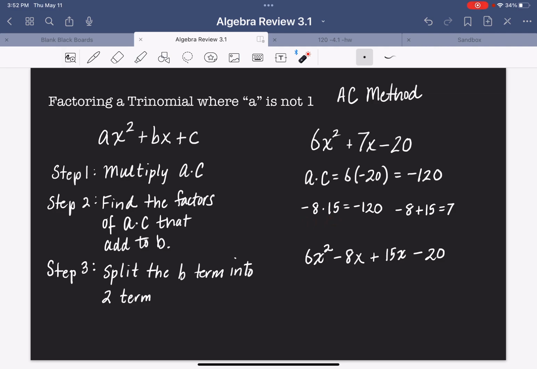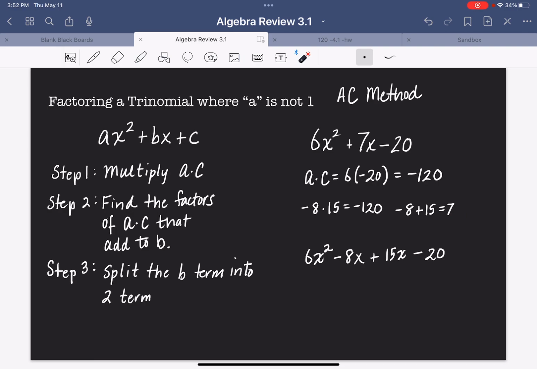And use your calculator to figure this out. Start with negative 120 divided by 2. Then divide it by 3 and 4 and 5. And keep going until you find the 2 that will add up to 7. Negative 8 times 15 is negative 120. Negative 8 plus 15 is 7.